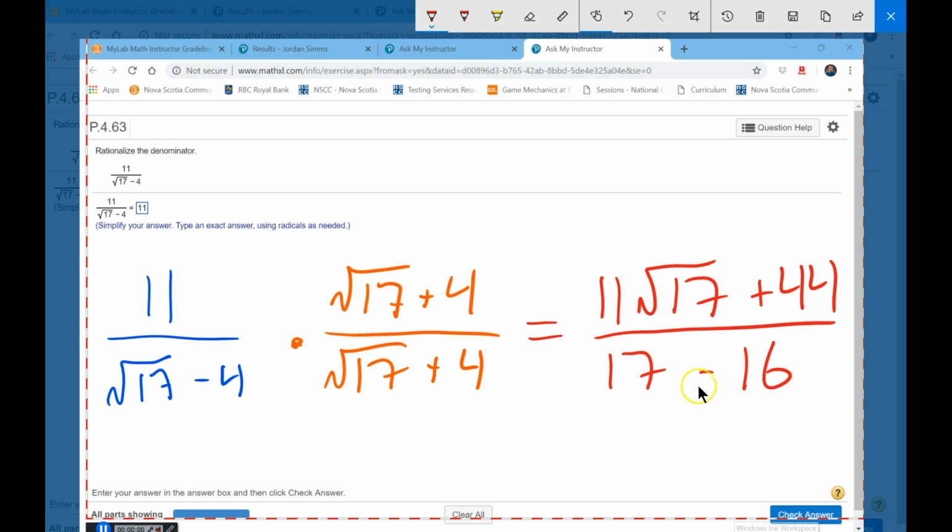That's pretty well it. We can evaluate this one step further. Our denominator now is going to work out to be 1. We know that. 17 take away 16 is 1. And when we have a fraction over 1, it's just essentially the numerator, right? That's it. So there's nothing really else to do here. There's nothing else to factor on this one. That's just going to be our answer right there. 11 root 17 plus 44.